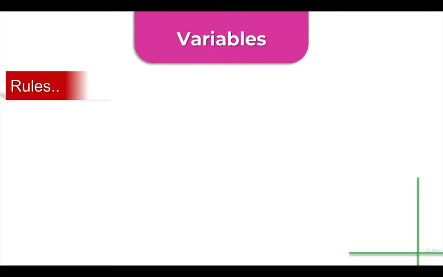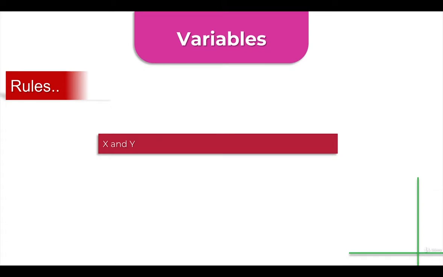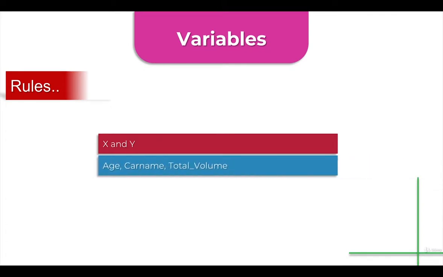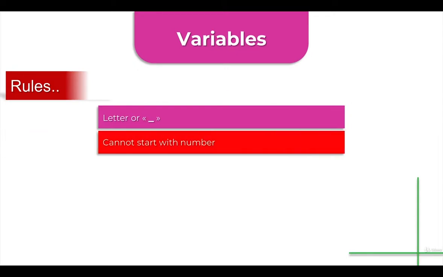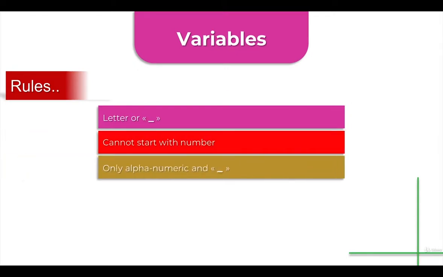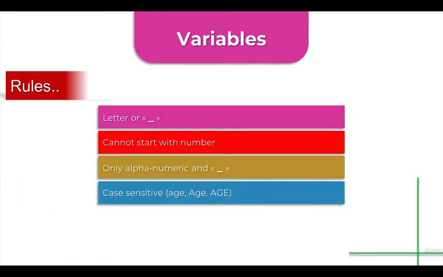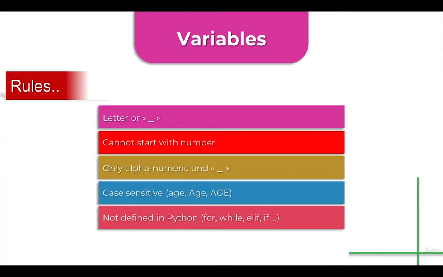Now, as you can see here, a variable can have a short name, like X and Y, or a more descriptive name, like age, car name, total volume, these kinds of things. But more importantly, when we create a variable, there are some basic rules that we've got to follow when we're naming this variable. So a variable name must start with a letter or the underscore character. A variable name cannot start with a number. A variable name can only contain alphanumeric characters and underscores, A to Z, 0 to 9, and, of course, underscore.